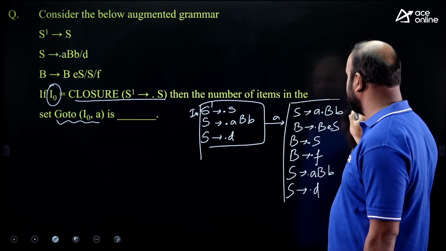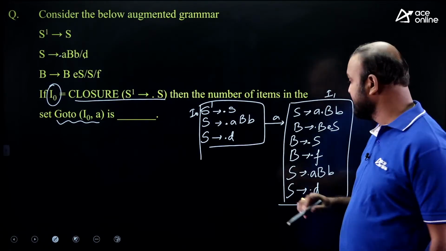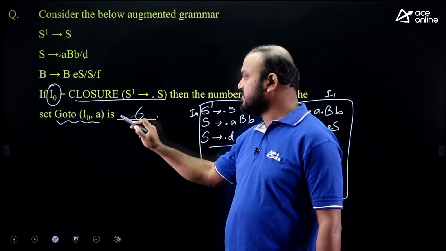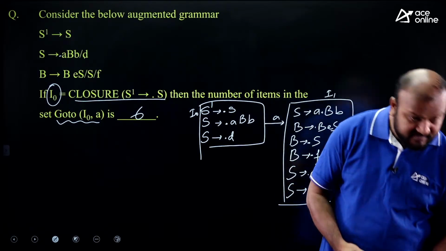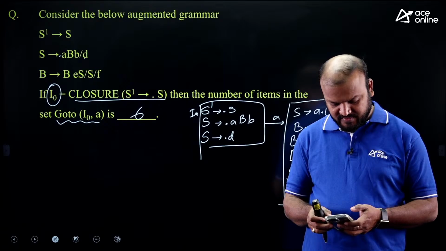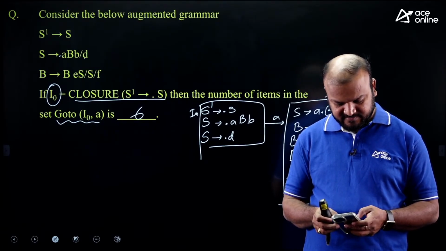And this is the other state, I can call it the I1 state. How many items are there in the I1 state? 1, 2, 3, 4, 5, 6. 6 items are possible. This is another question. Anybody answered? Oh, nobody answered. You should be quick, right?